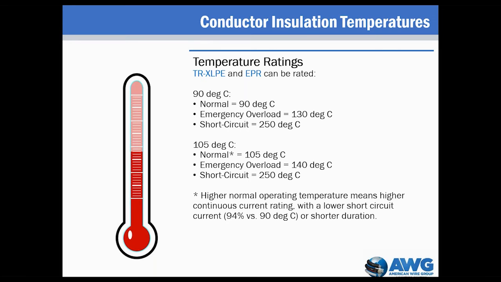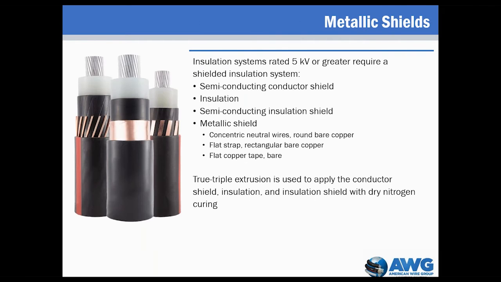Note that even though the normal operating temperature may be either 90 or 105 degrees Celsius, the maximum short circuit temperature is 250 degrees Celsius. With a higher maximum operating temperature, the maximum continuous current is higher, but either the maximum short circuit current is lower or the short circuit duration is shorter. The difference in short circuit current between 105 and 90 degrees Celsius rated cable is 6%.